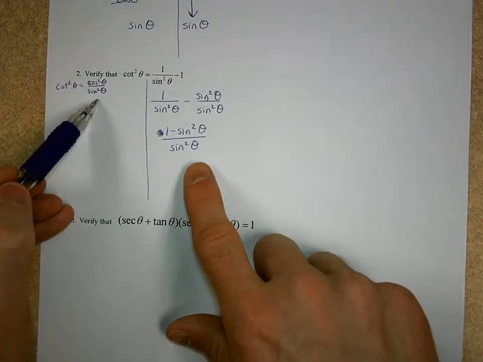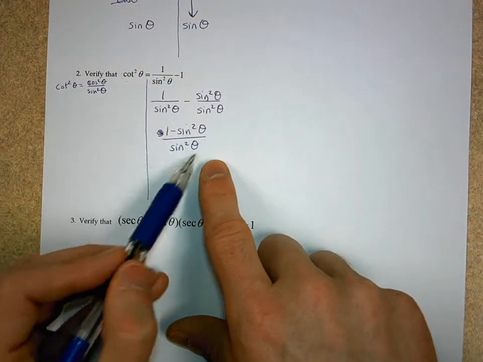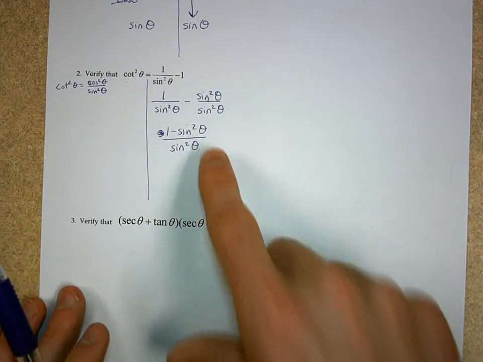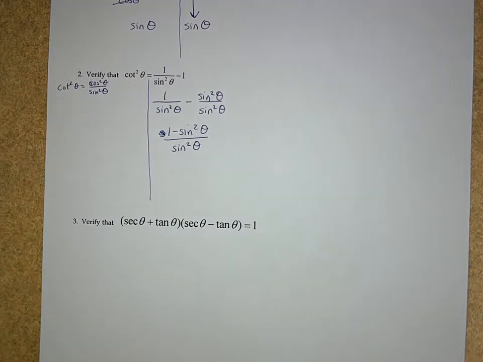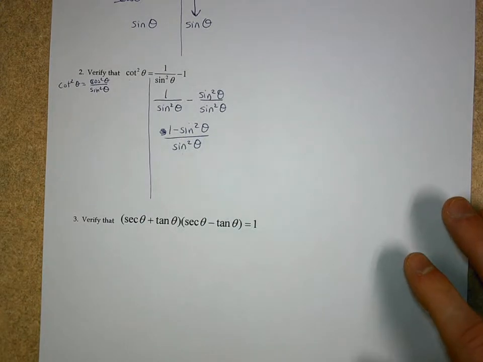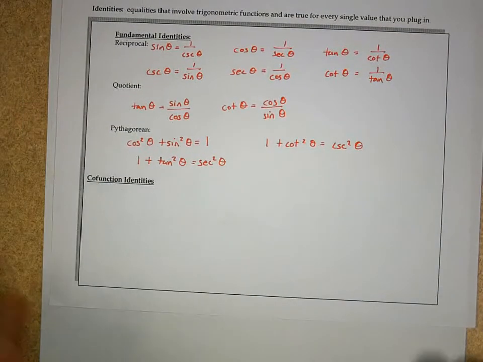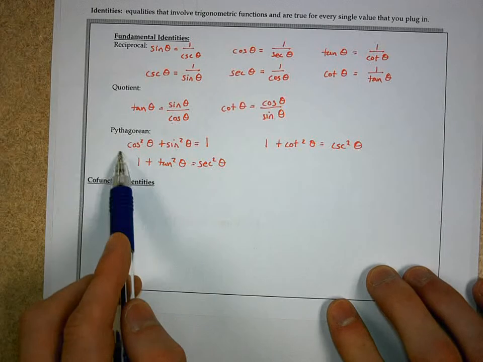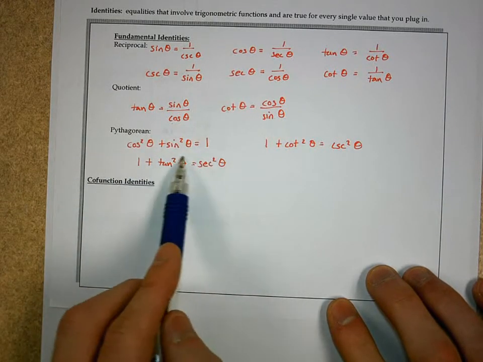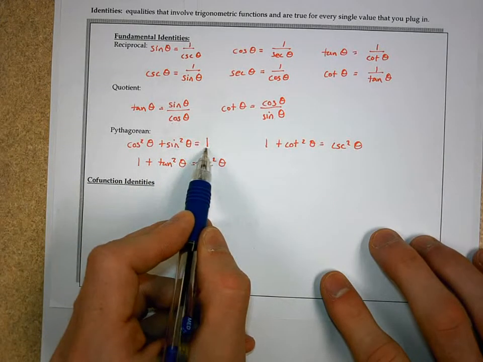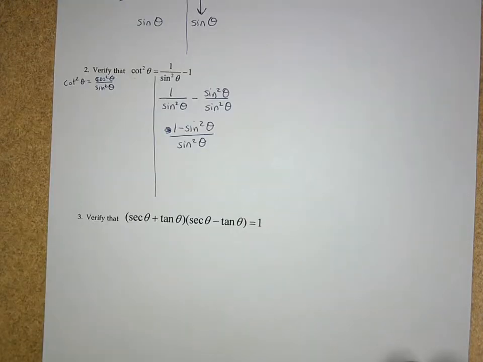So I need to get this on the right-hand side. I've already got a sine squared of theta in the denominator, so can I somehow get the numerator equal to cosine squared of theta? Right now I've got 1 minus sine squared of theta. So is there anything with a 1 and a sine squared of theta that I can work with? As I look through my identities, I can see right here, cosine squared of theta plus sine squared of theta is equal to 1. There's the sine squared, and there's the 1 piece.